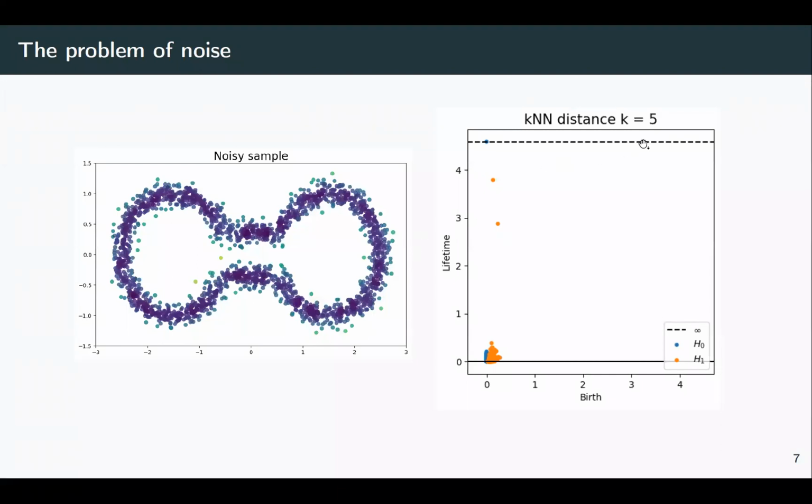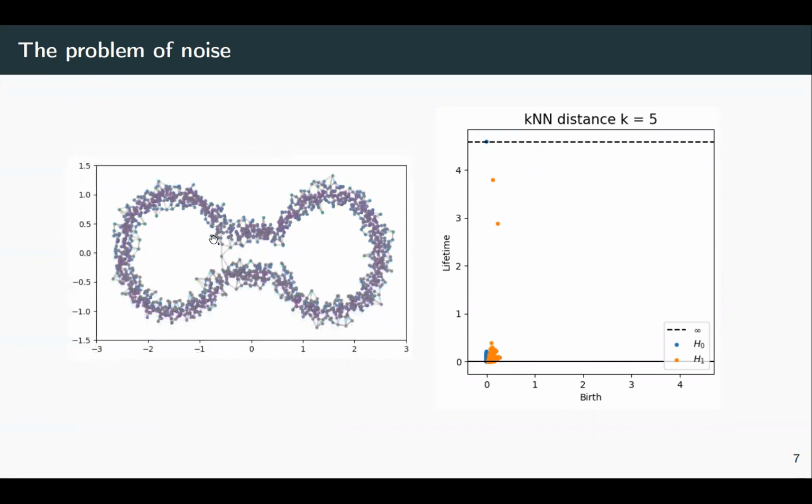You can see that the same procedure has as output a diagram with two generators of the first homology group, and this is wrong. What's happening? Well, if we inspect the KNN graph, we have this kind of shortcut that distorts the notion of distance between the points in this area. So let's try to make a different choice of k.